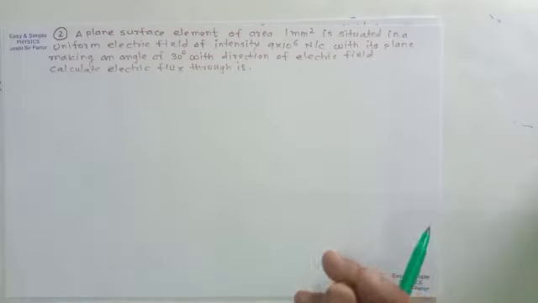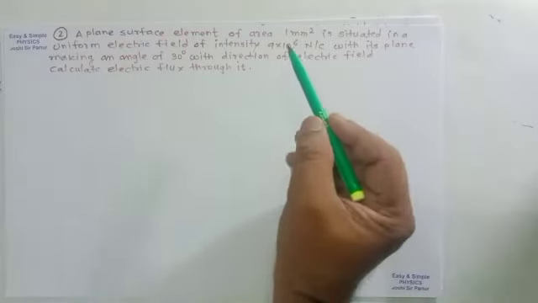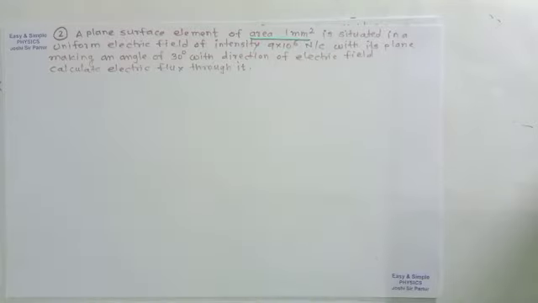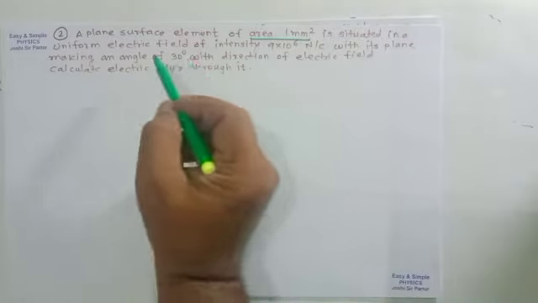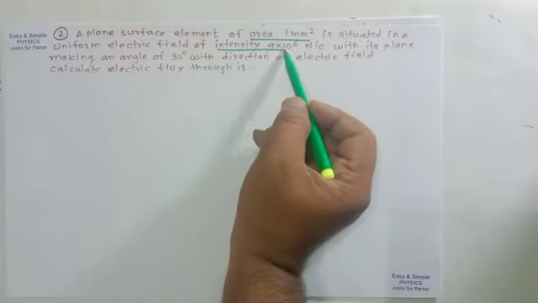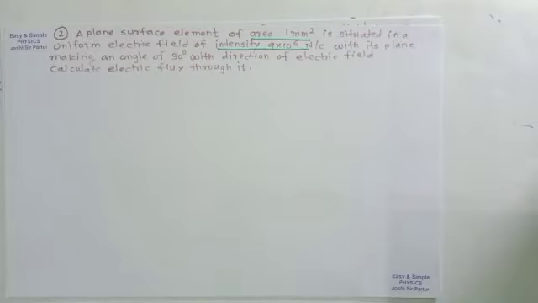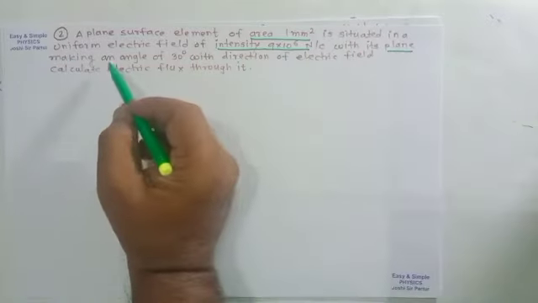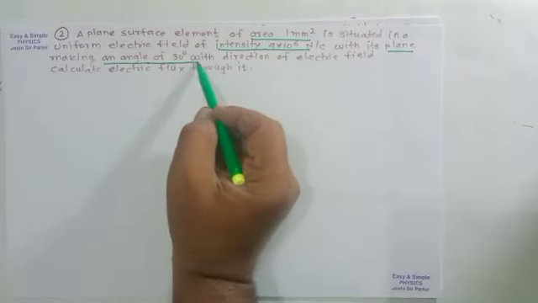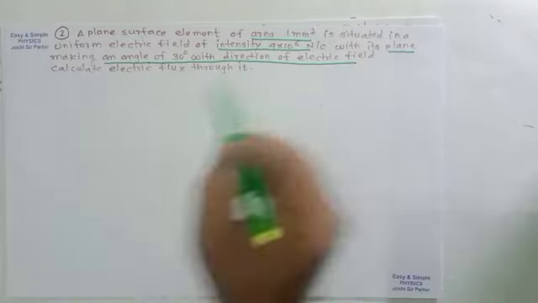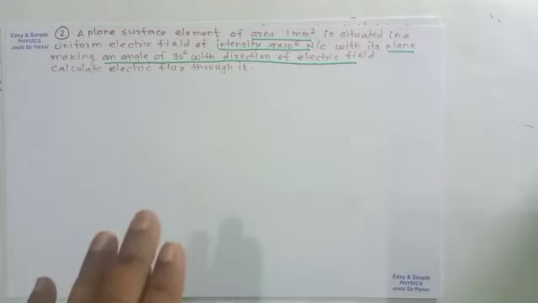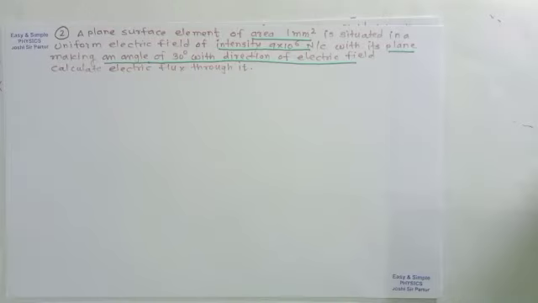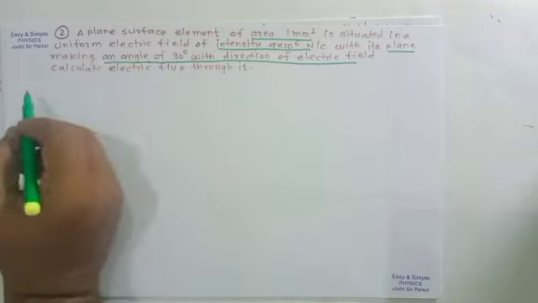If another example is asked: a plane surface element of area 1 millimeter square is situated in a uniform electric field of intensity 9 into 10 raised to 6 Newton per Coulomb with its plane making an angle 30 degree with the direction of the electric field. Calculate the electric flux through it. In such an example, we have to see the data.